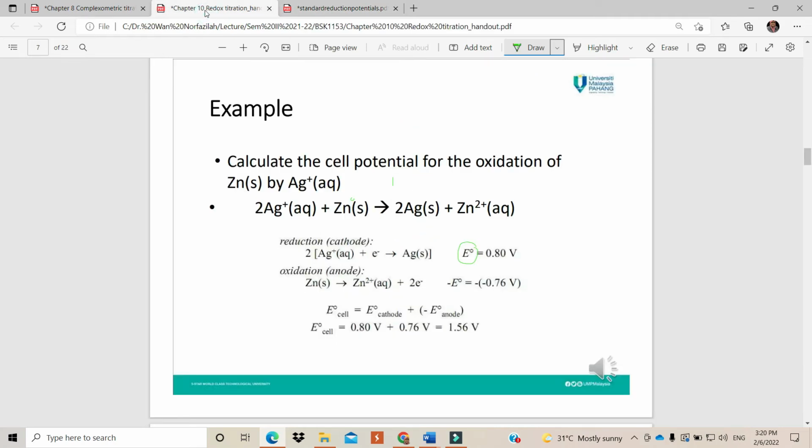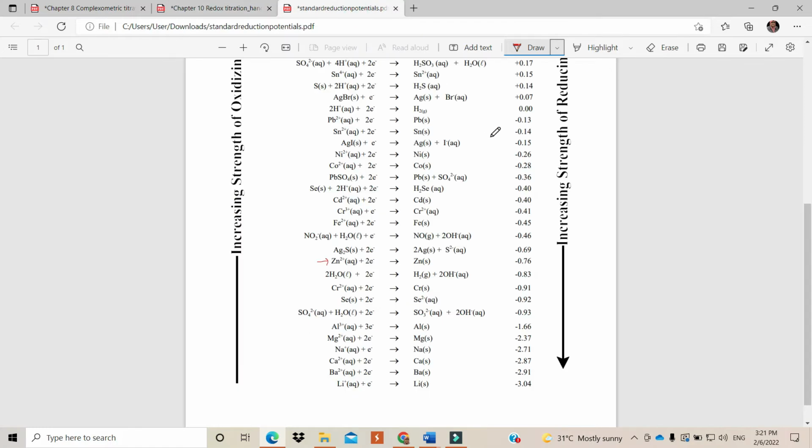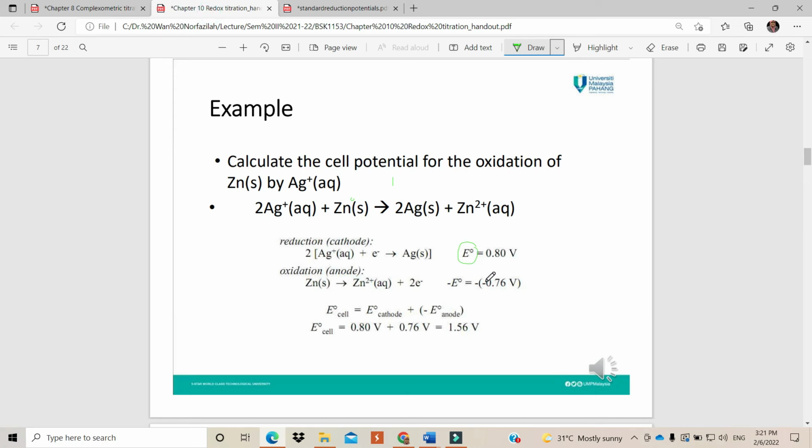In this question, zinc now undergoes oxidation. So dia akan terbaliklah, zinc solid produce zinc 2 plus 2 electron. Okay, so as I said, since we change the direction, this E naught in the standard reduction potential, the value is negative 0.76. So since we change the direction now, we need to put negative in front of the E naught half reaction.